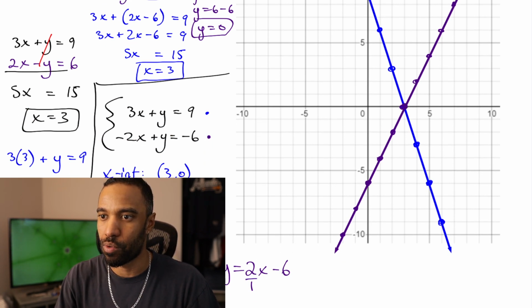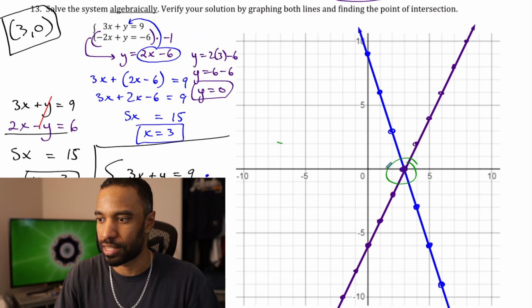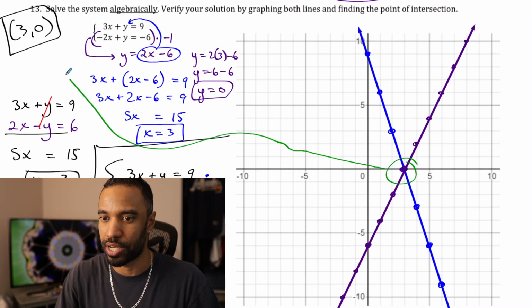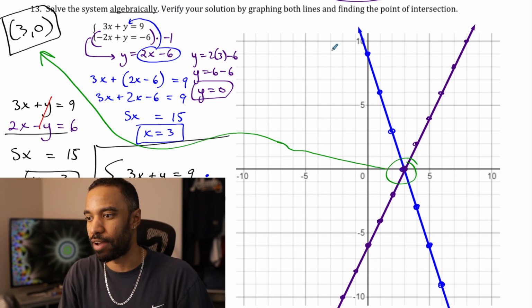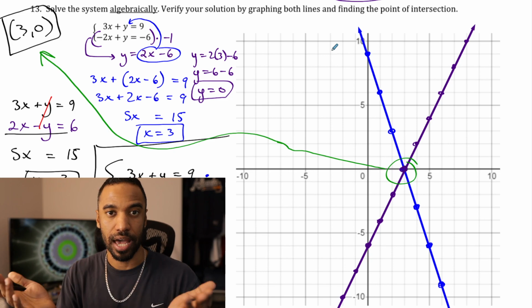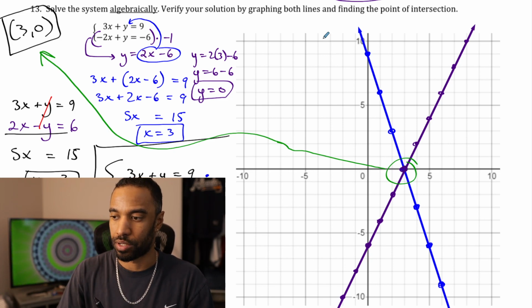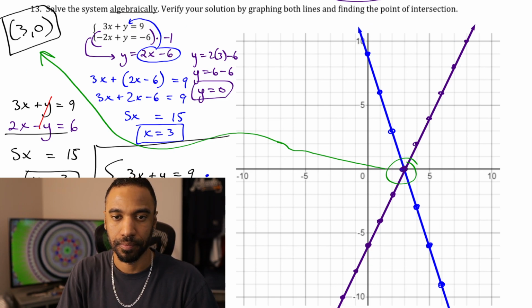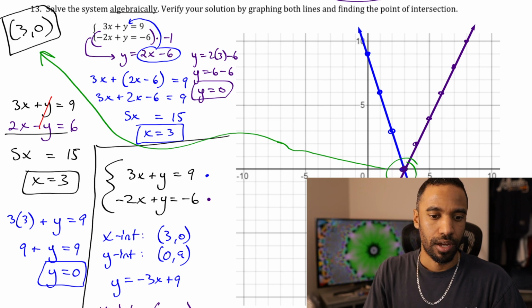All right, the solution set one more time. The final solution set was (3, 0). That is where those two lines intersect there. And there's that confirmation. That is verifying my solution by graphing and finding the point of intersection. So I solved using algebra with both the substitution method and the elimination method, and then I solved on that last one by graphing. Both standard form and slope-intercept form kind of both won the same.